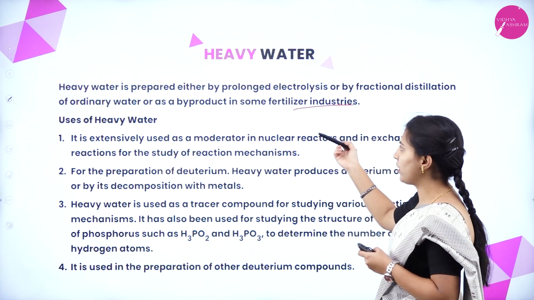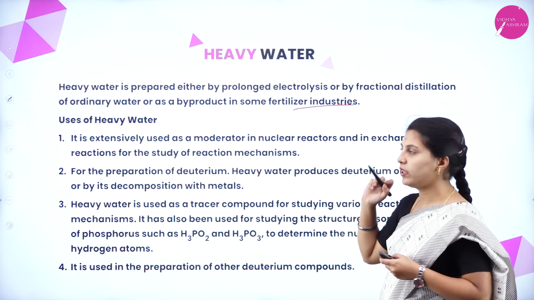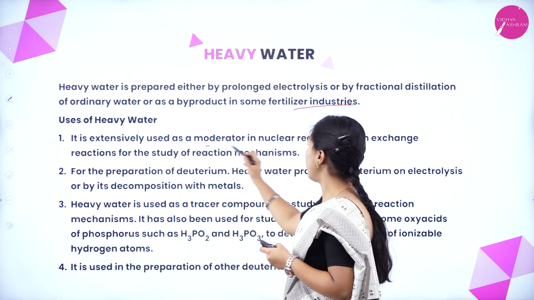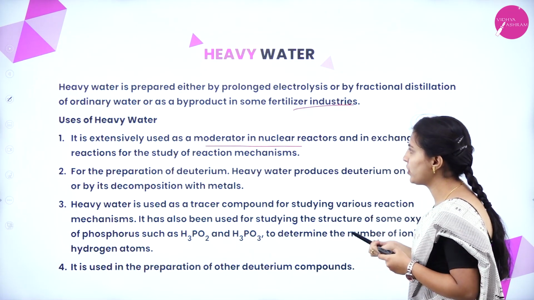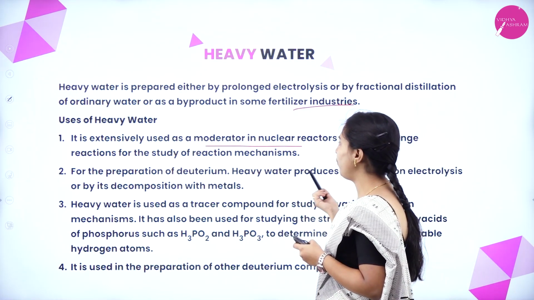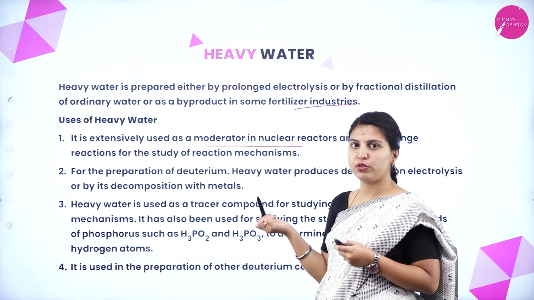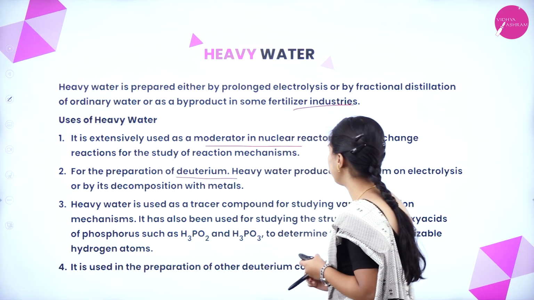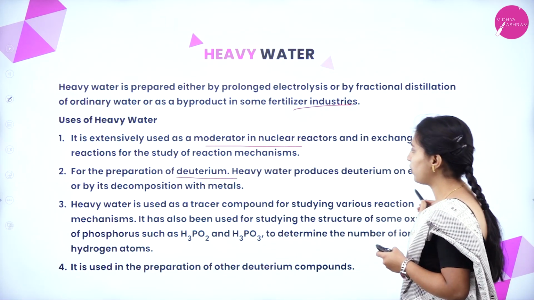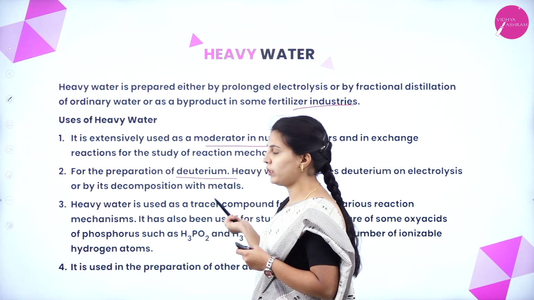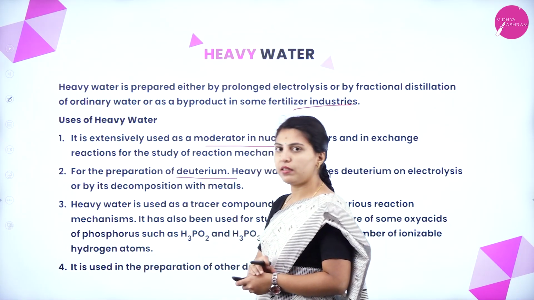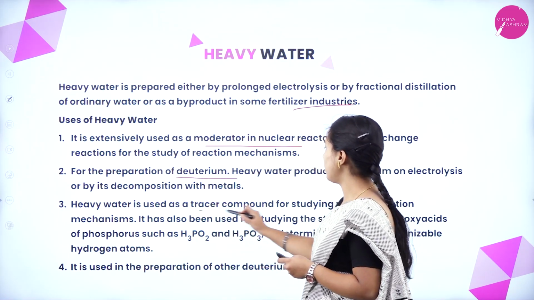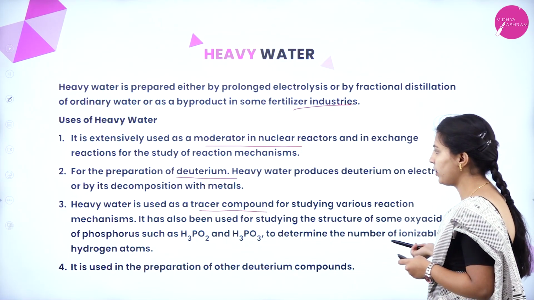Next is heavy water. Heavy water is prepared either by prolonged electrolysis or by fractional distillation of ordinary water, or as a byproduct in some fertilizer industries. Uses of heavy water: it is extensively used as a moderator in nuclear reactors and in exchange reactions for the study of reaction mechanisms. For the preparation of deuterium, heavy water produces deuterium on electrolysis or by decomposition with metals. Deuterium is nothing but an isotope of hydrogen. Heavy water is used as a tracer compound for studying various reaction mechanisms.